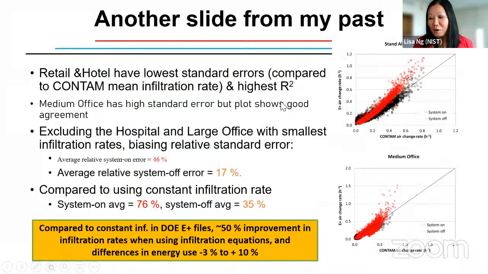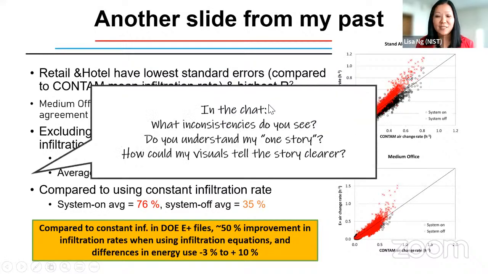So here is a slide also from my past. I think this is from an ASHRAE conference. So don't look at it too hard, but I want you to think about what inconsistencies do you see? The one story that I'm trying to tell is over here at the bottom. Is that the improvements using the CONTAM method of doing things is better than using the EnergyPlus way of doing things on the y-axis. And I'm trying to show that we can save more energy using this CONTAM method. But how could my visuals tell the story earlier?